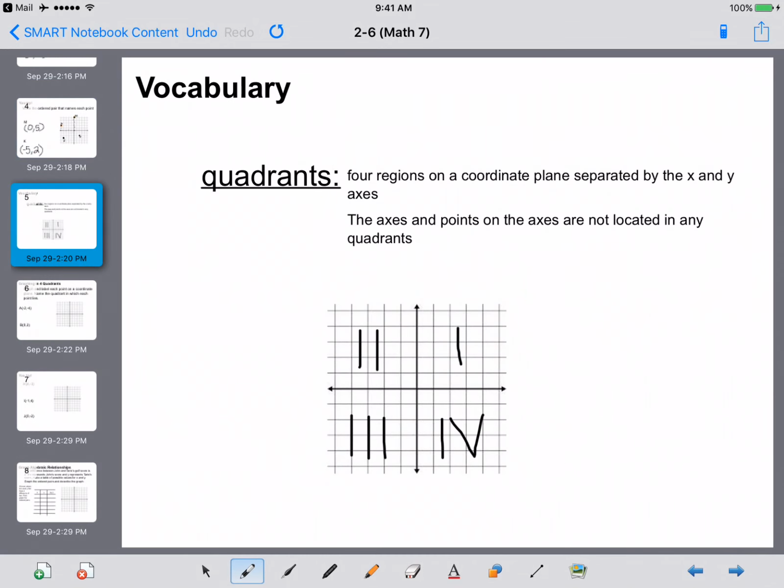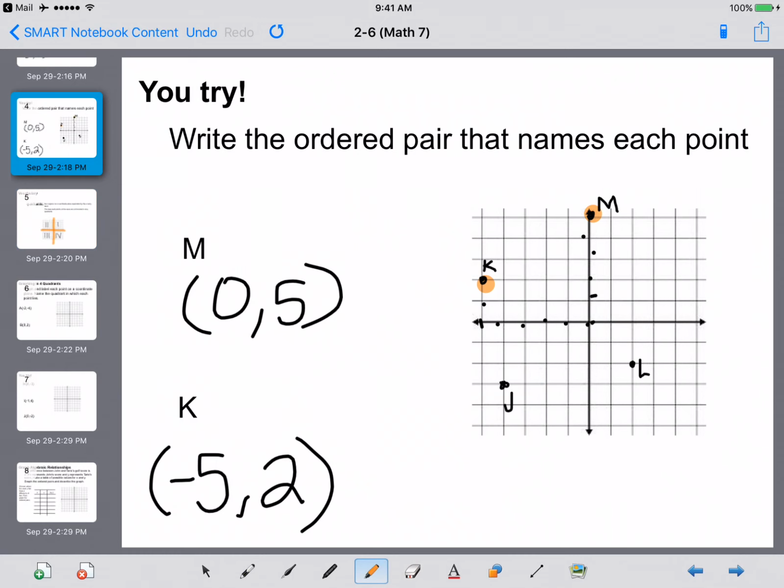A vocabulary word here for you is the word quadrants. So your quadrants are the 4 regions on a coordinate plane separated by the X and Y axes. So you've got your X and your Y, and that splits it into 4 groups. The axes, and points on the axis are not located in any quadrants. So our point M here is not in any quadrant because it's along the 0 line.